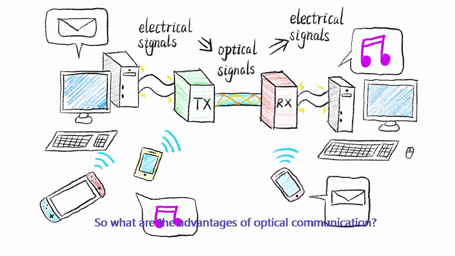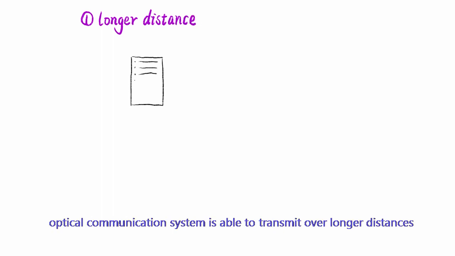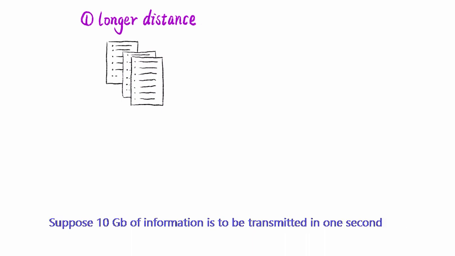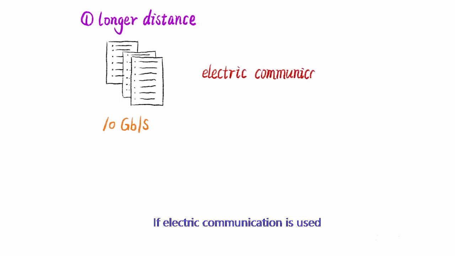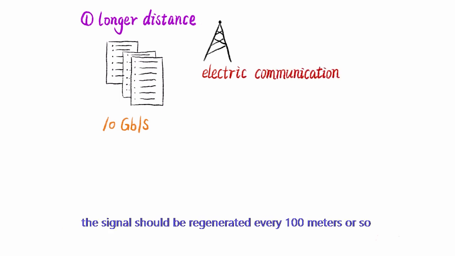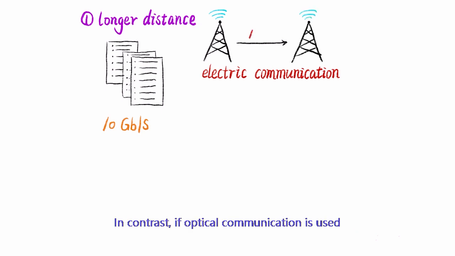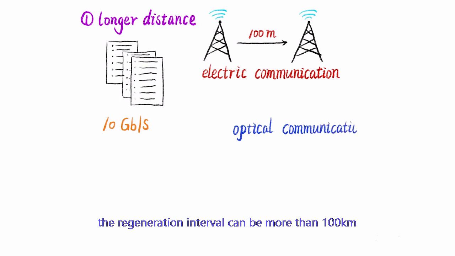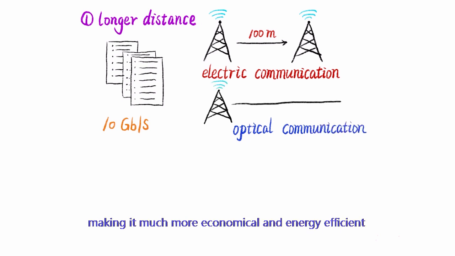So what are the advantages of optical communication? There are at least two advantages: distance and speed. First of all, compared to electric communication, an optical communication system is able to transmit over longer distances. Suppose 10 GB of information is to be transmitted in 1 second. If electric communication is used, the signal should be regenerated every 100 meters or so. In contrast, if optical communication is used, the regeneration interval can be more than 100 kilometers, making it much more economical and energy efficient.